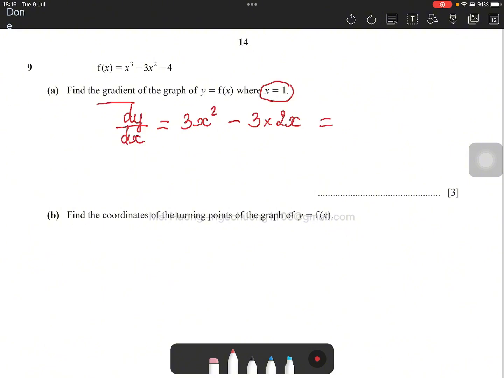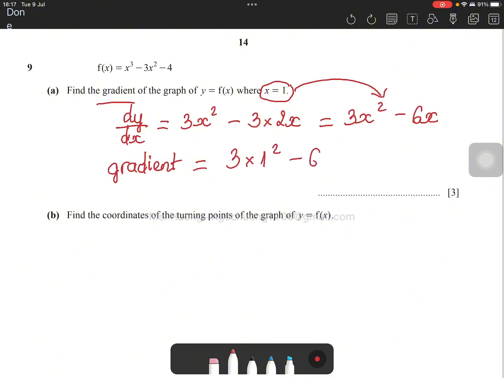So this one is equal to 3x squared minus 6x, and if we want to find the gradient at the point x equals 1, we substitute x equals 1 into this expression, which will give you 3 times 1 squared minus 6 times 1. It is 3 minus 6 equals negative 3 as the final answer.